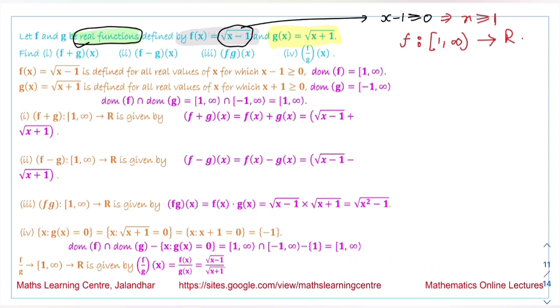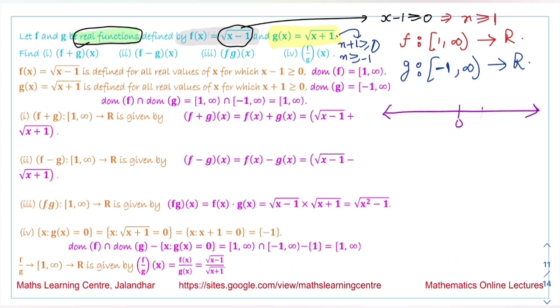When we are talking about g(x) over here, again this value x plus 1 should be greater than or equal to 0. So we get x is greater than or equal to minus 1. So the domain of the function g is minus 1 to infinity, and the codomain is equal to R.